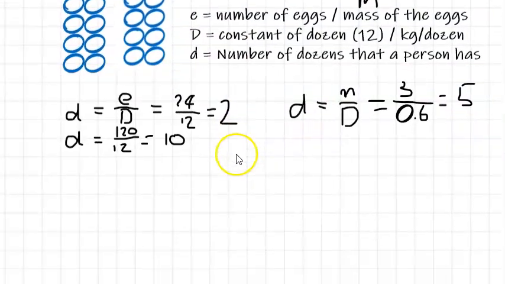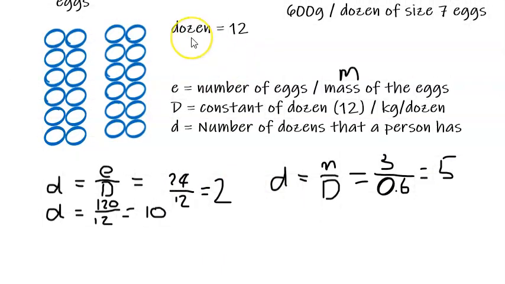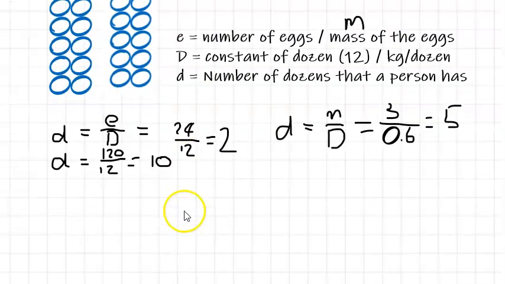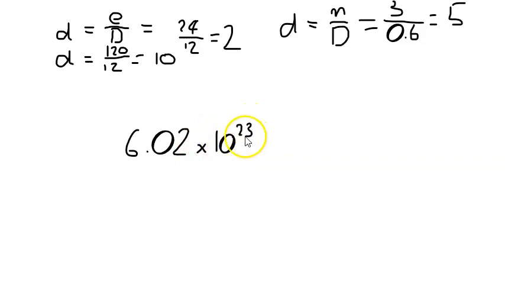So I'll cut to the chase about the mole now. The mole is, just like the dozen, a set number for a number of atoms. The tricky part is that the number is 6.02, easy enough, times 10 to the power of 23. So that's a huge number. If we wanted 1 mole of iron, for example, I'm not going to be able to count 6.02 times 10 to the power of 23 atoms to see that I've got a mole.